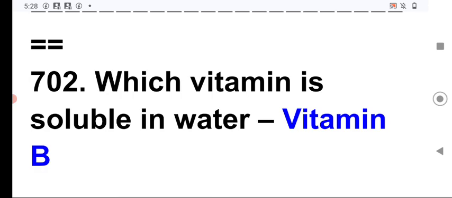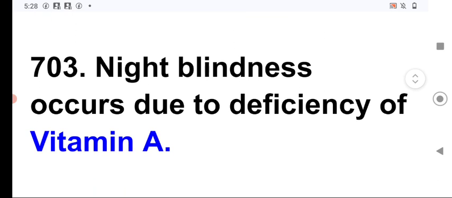Vitamin B and C are two vitamins which are soluble in water. Next question. Night blindness occurs due to the deficiency of vitamin A, and also xerophthalmia, in which the surface of the cornea becomes dry, is a deficiency disease caused by vitamin A deficiency. So we should know night blindness and xerophthalmia are two diseases due to the deficiency of vitamin A.